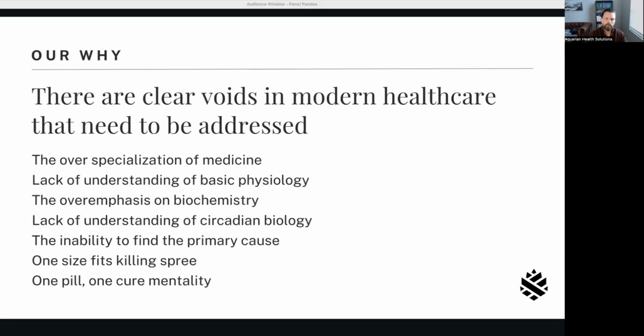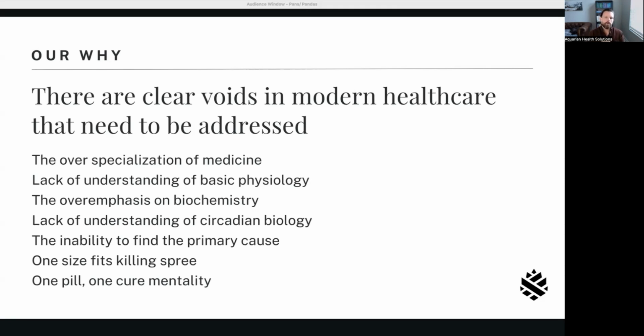We started Aquarian Integrative Health because we viewed there were clear voids in modern healthcare that needed to be addressed, whether that's over-specialization in medicine. With PANS and PANDAS, you can see that with psychiatric diagnosis, with no digging deeper and looking at underlying causes and autoimmune issues and infections and toxicities that can precipitate psychiatric diagnosis. There's a lack of understanding of basic physiology in medicine and how, in the case of PANS and PANDAS, infections play a role in brain pathology. So infections in other places in the body and how they can end up in the brain.